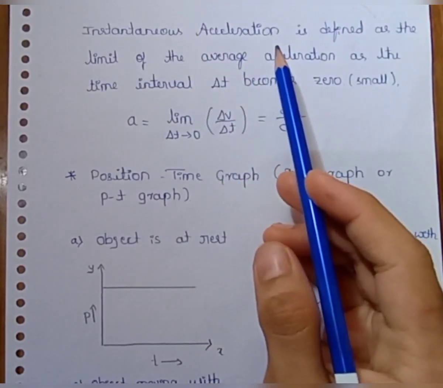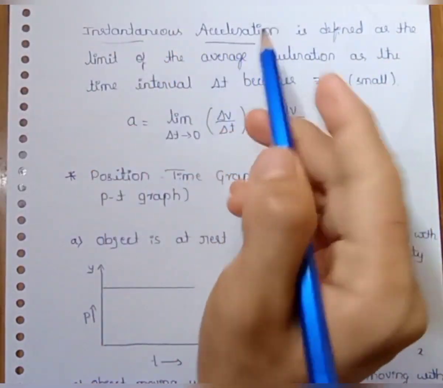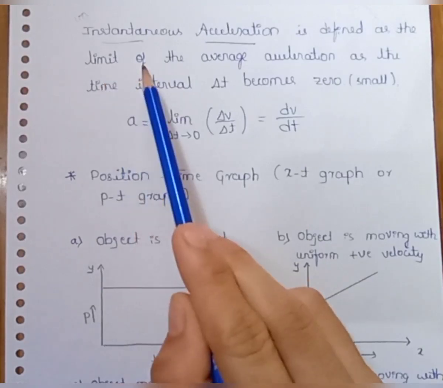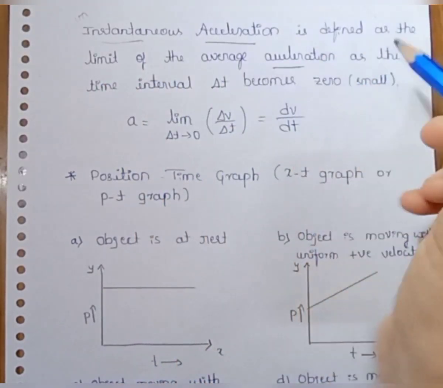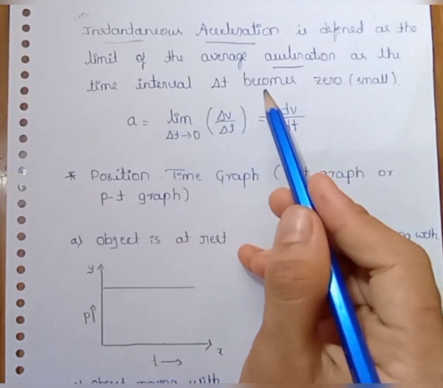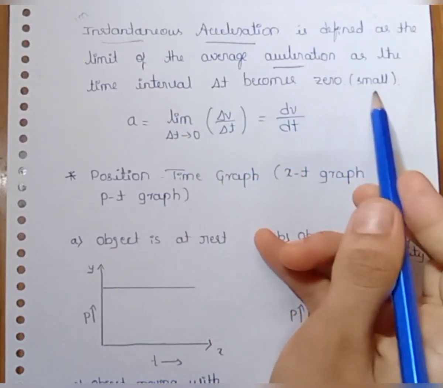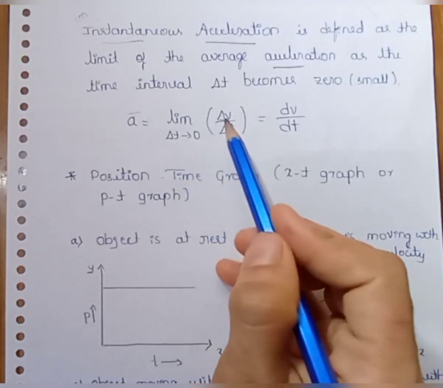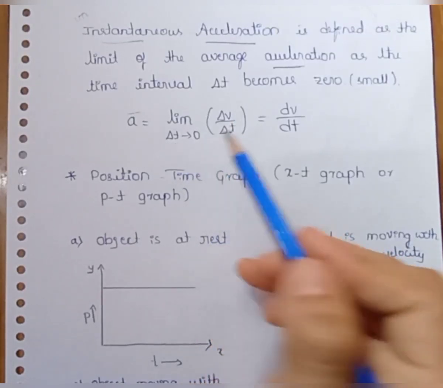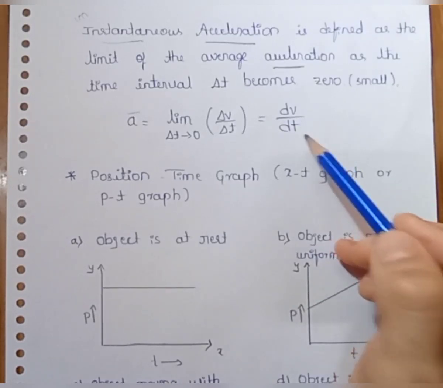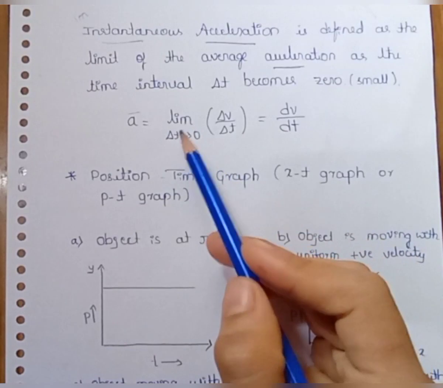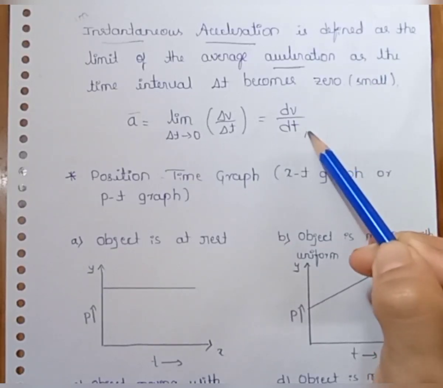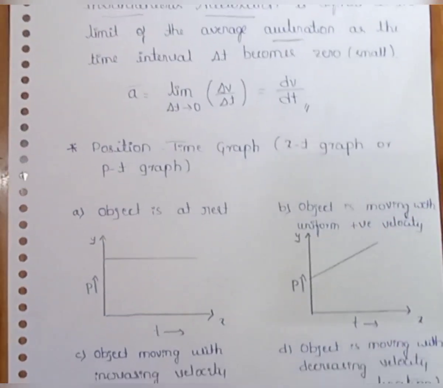Now instantaneous acceleration can be defined as, this one is also important for 1 mark for final examination, the limit of the average acceleration as the time interval delta t approaches 0, means which is very small. Instantaneous acceleration is equal to limit of delta v by delta t when delta t tends to 0, which is equal to dv by dt.